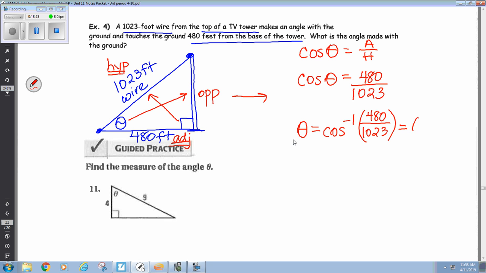That gives you 62.0 degrees, which you can go ahead and make 62 degrees. So this wire is making a 62-degree angle with the ground. And that completes the problem.